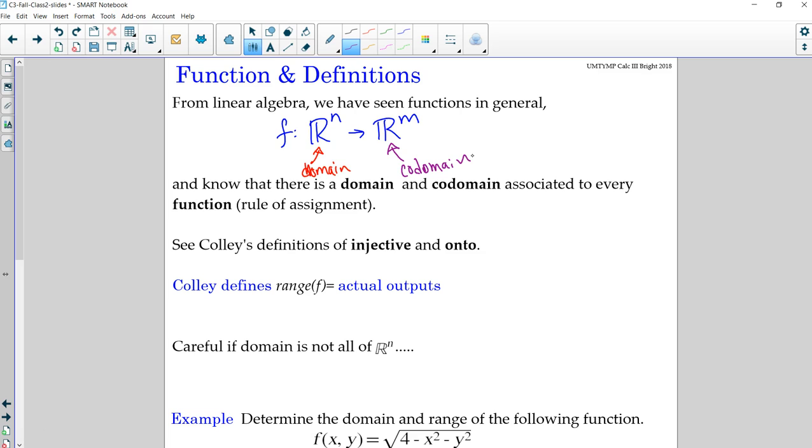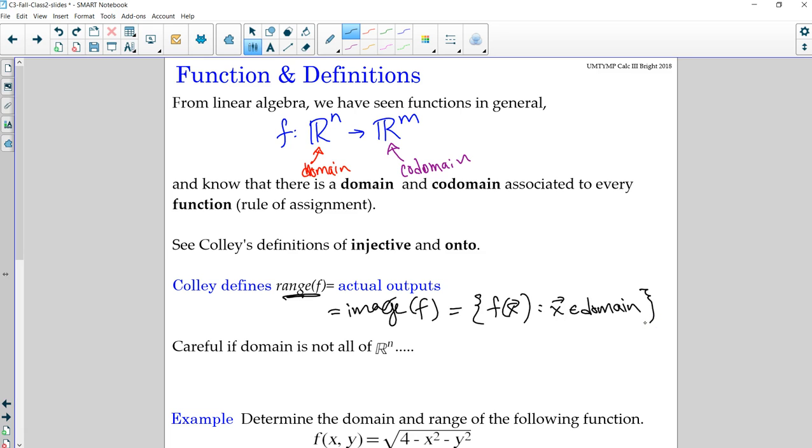However, when talking about range, Kali actually defines range to be the actual outputs. When we were talking about this last year, we called this the image of f. Image of f. In terms of set notation, we said that this was the set of all function values f of the vector x such that vector x is in the domain. And in this case it would be in Rn.